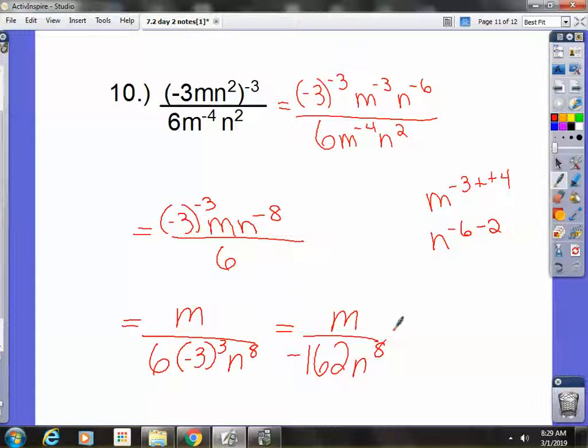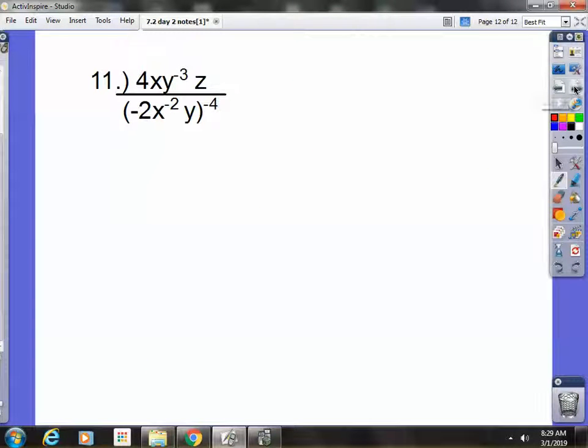I've got one more example. I promise this is the last one. For x, y to the negative 3z divided by negative 2 x to the negative 2 y all raised to the negative 4 power. Clearly we have an outside exponent, don't we? Let's take care of that first thing. So everything in the parentheses is going to be taken to the negative 4 power.